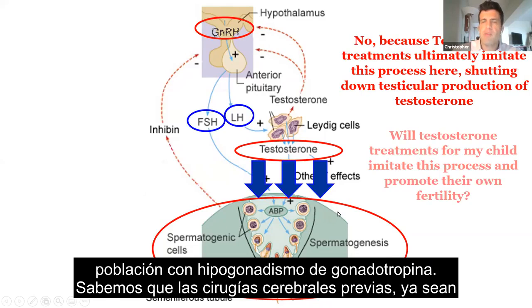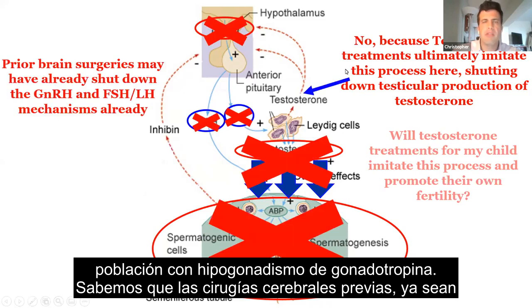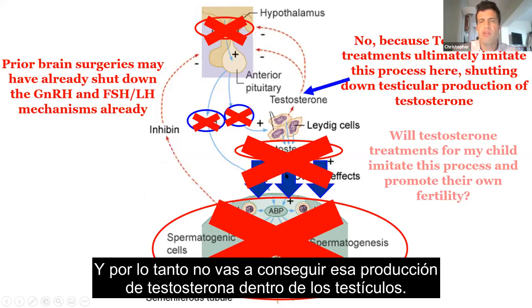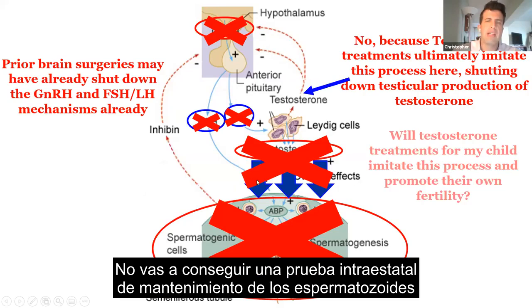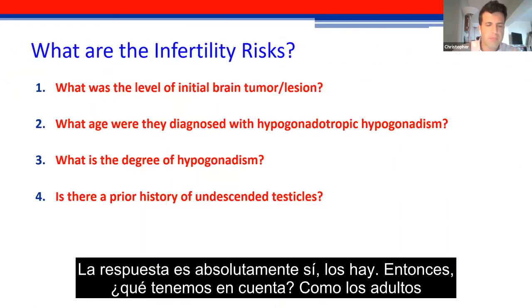In the hypogonadotropic hypogonadism population, we know that prior brain surgeries, whether it be at the hypothalamus or the pituitary, lead to a shutdown in these GnRH, FSH, and LH hormones. And therefore, you're not going to get that testosterone production within the testicles. You're not going to get intratesticular maintenance of the sperm production. So are there fertility preservation options or treatments? And the answer is absolutely yes, there are.